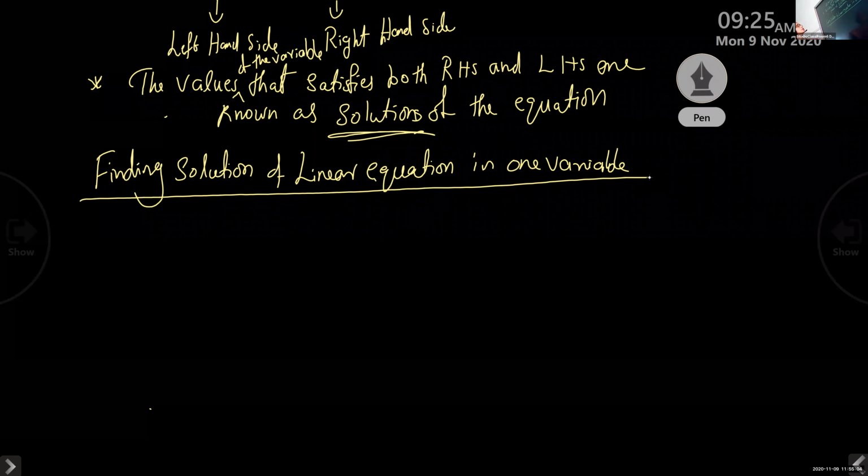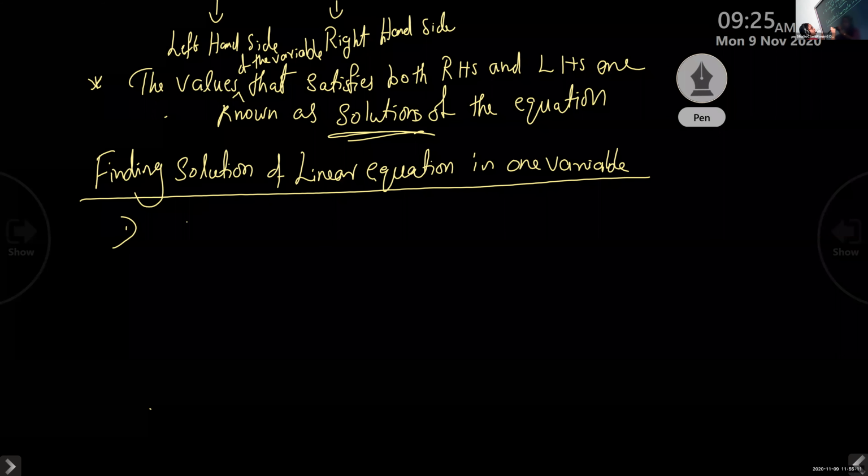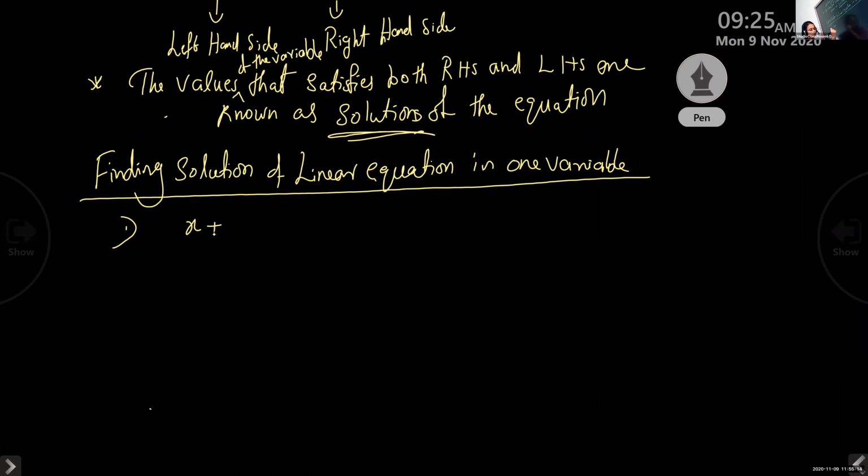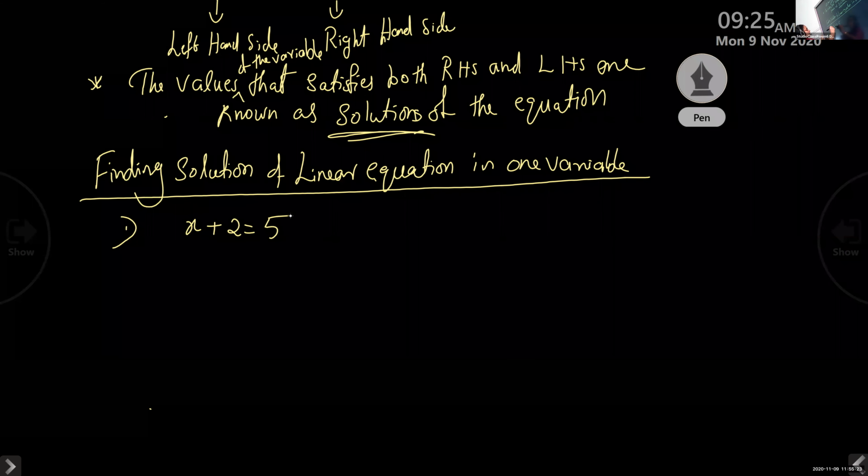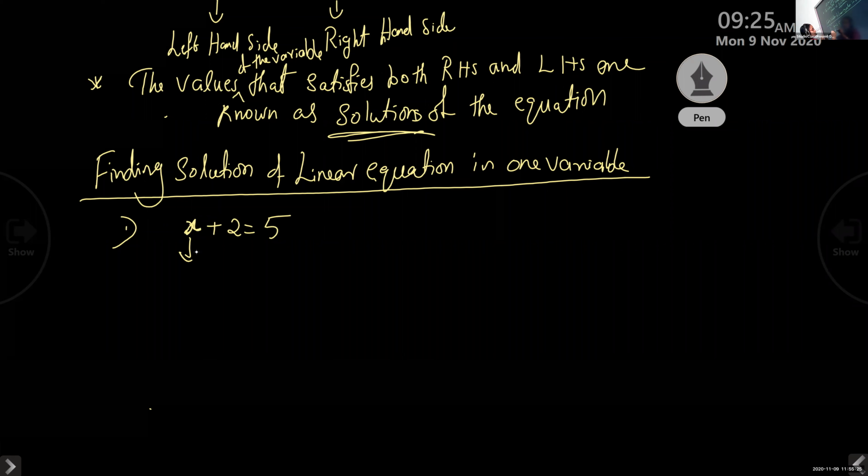Okay, all of you listen to the board. Consider the equation x plus 2 equal to 5. Here, the variable is x. And it is a linear equation because power is 1 and there is only one variable. So, it is a linear equation in one variable.